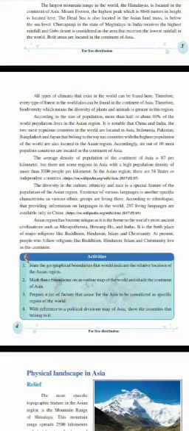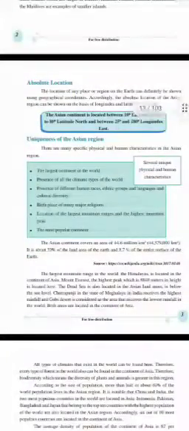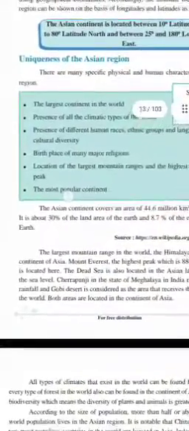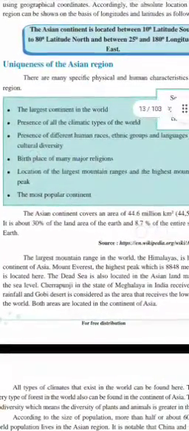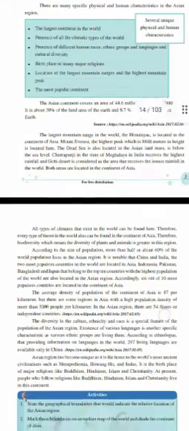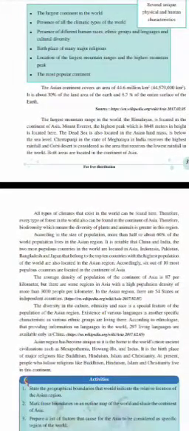We categorize human characteristics into three parts: birthplace of many major religions, the most populous continent, and presence of different human races, ethnic groups, languages and cultural diversity. Now we are going to talk about it. When we talk about the presence of human races, ethnic groups, languages and cultural diversity, there are different languages because different ethnic groups live there. For example, there are 297 languages used in China.